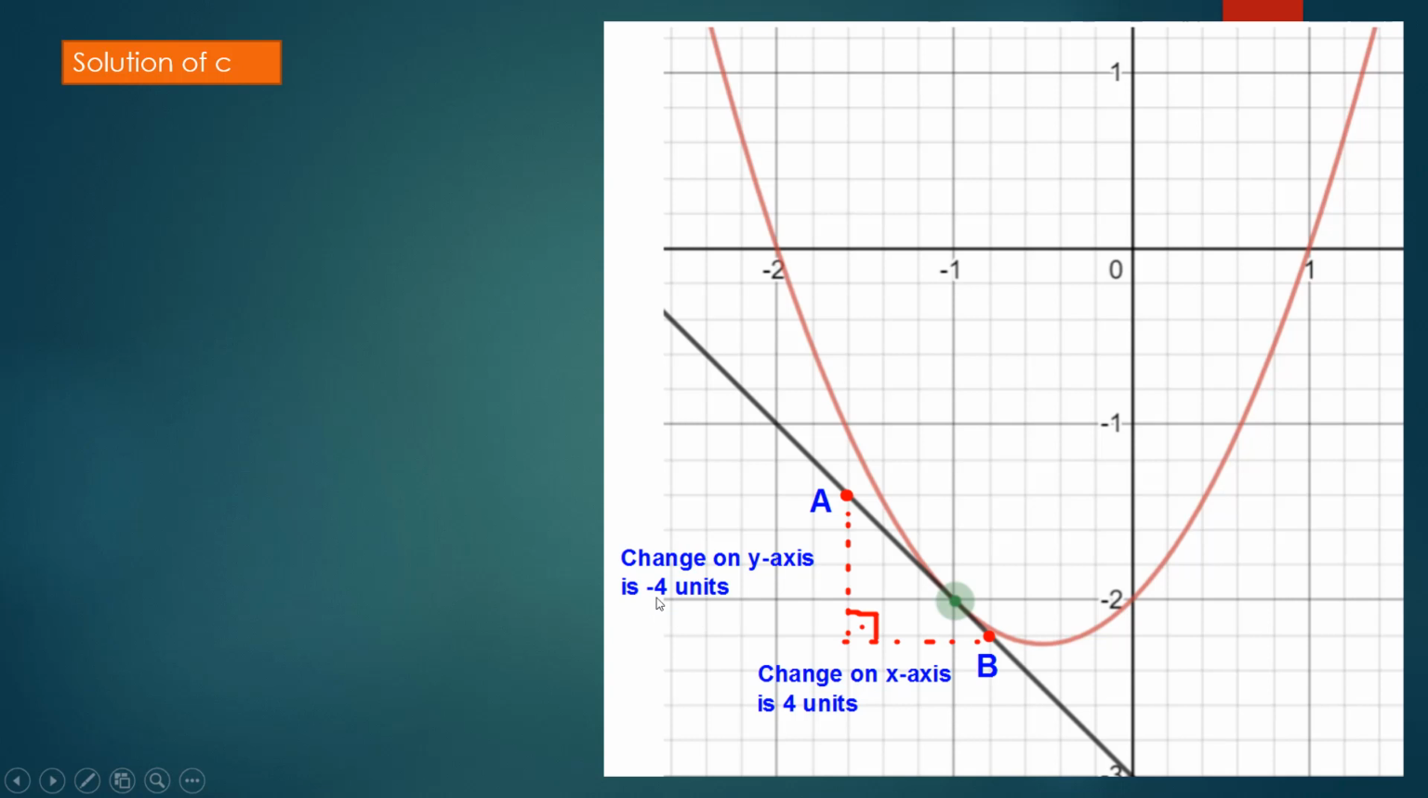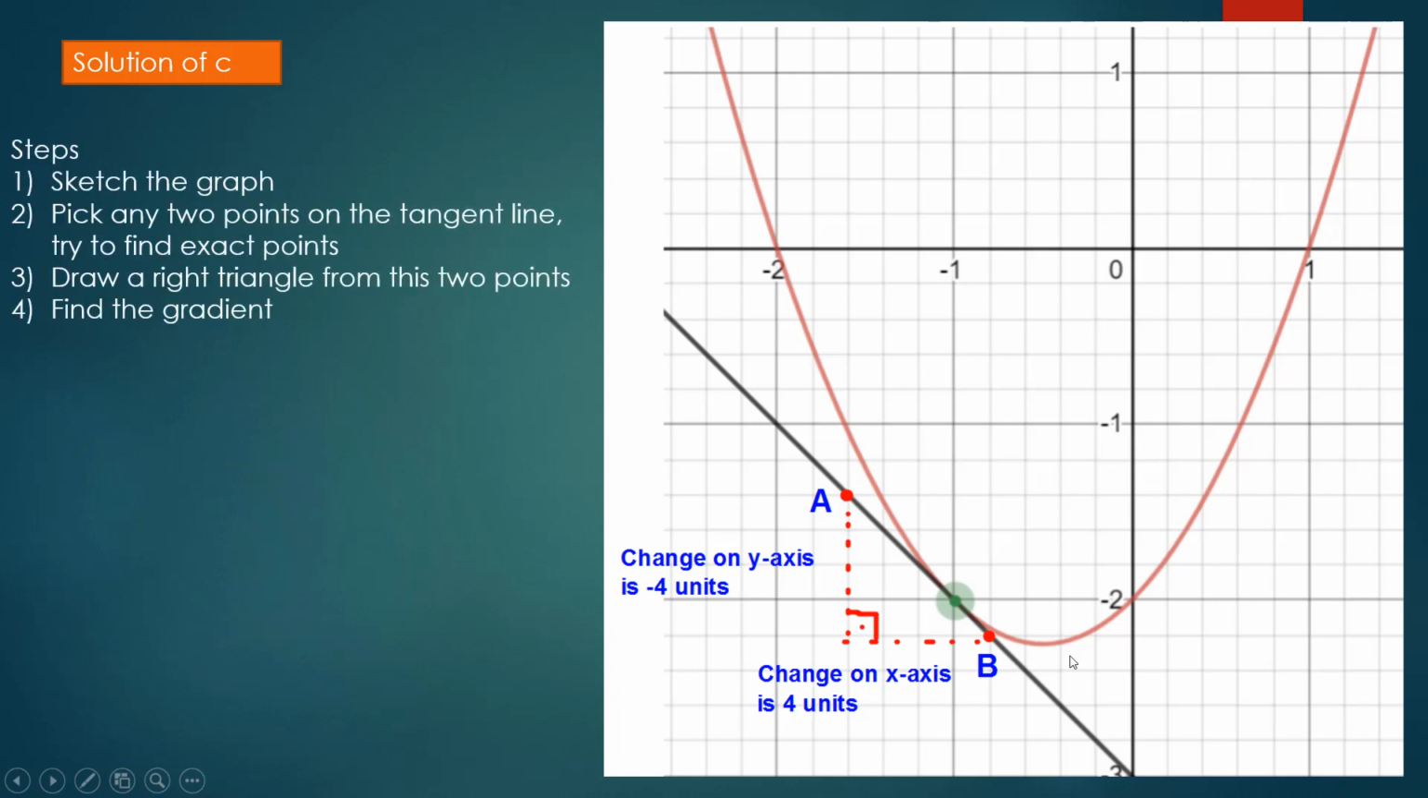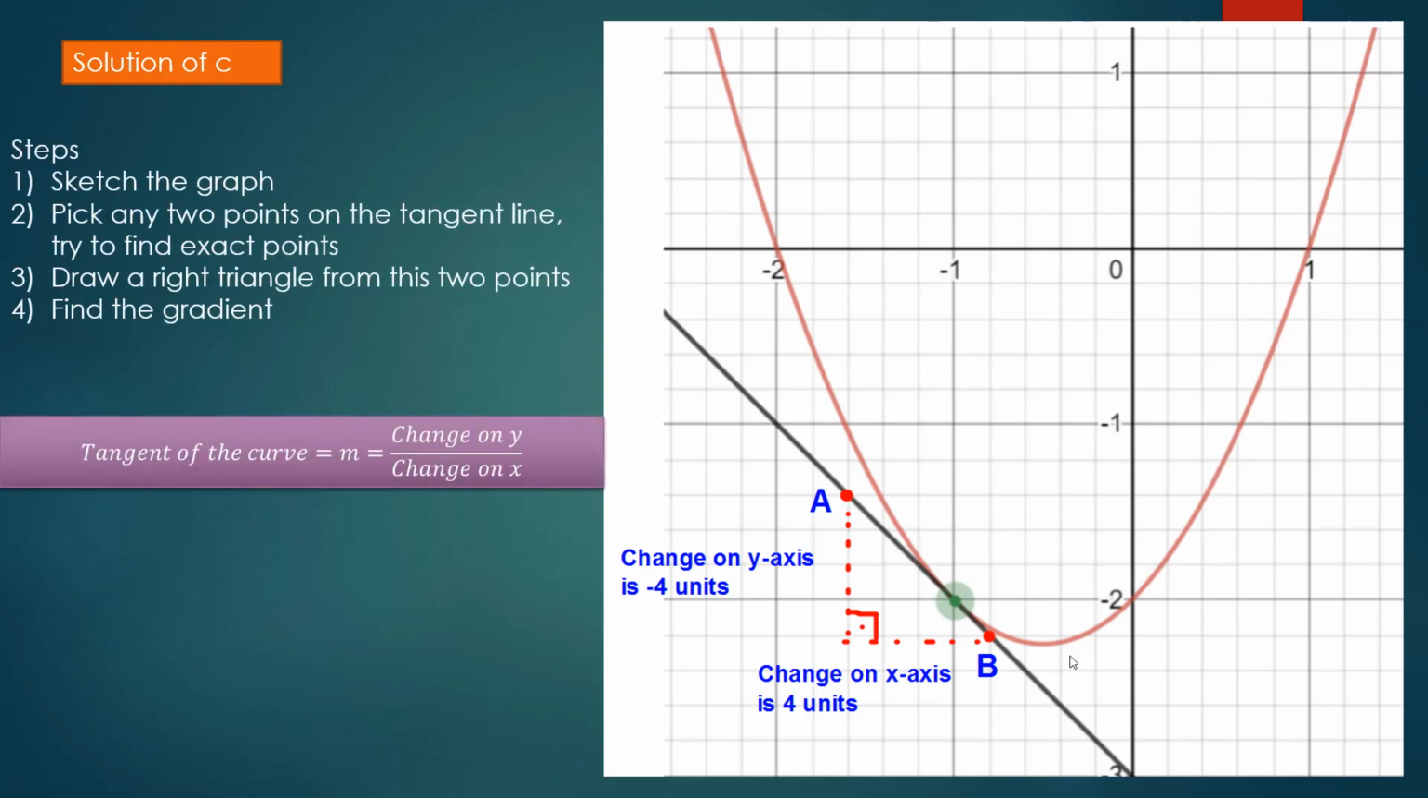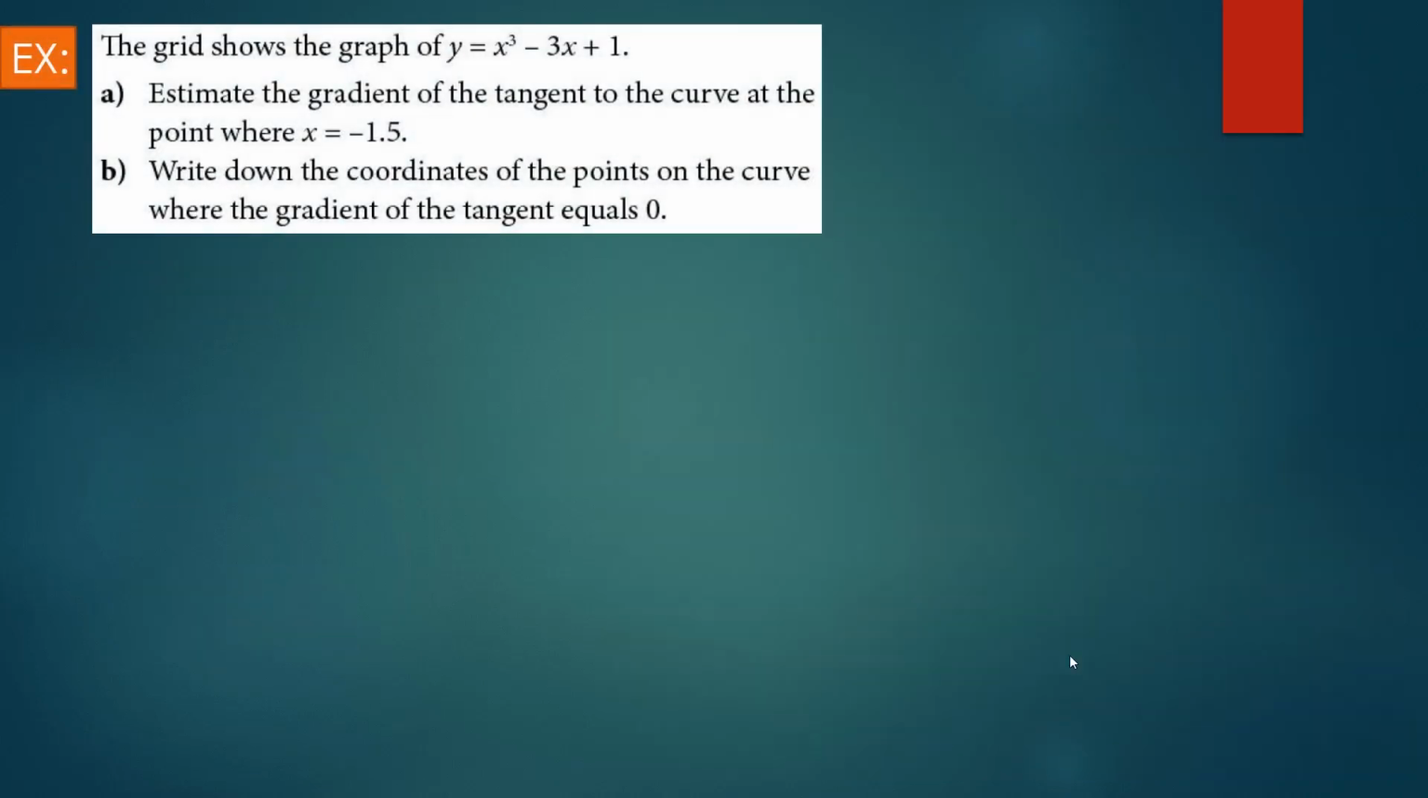We see that the change on y-axis is minus 4 here, because we see that the line goes downwards, and the squares we need to start counting from here. 1, 2, 3, 4. Since it goes downwards, we can say it is minus 4 units, and here we see that it goes in positive direction, 4 units again. Then following the steps as we said, we can find the gradient of the curve, just the change on y, which is minus 4, over change on x, which is 4, and this will be equal to minus 1 again. Let's go to another question.